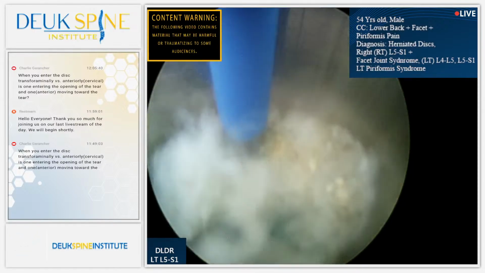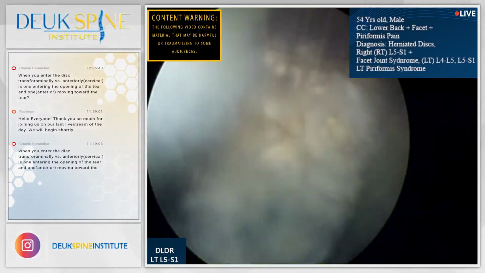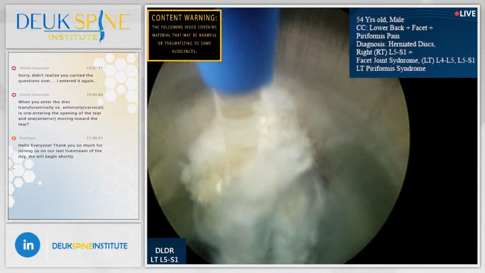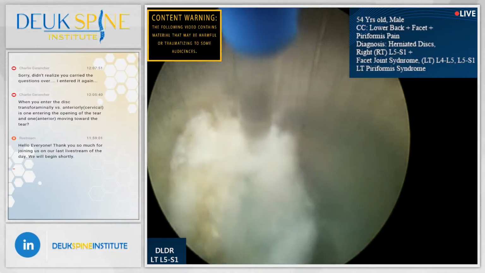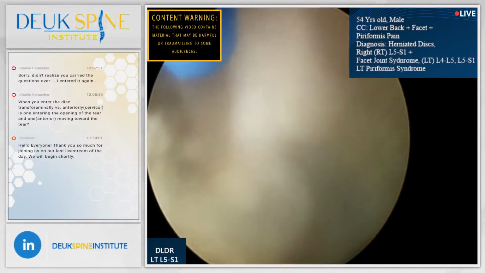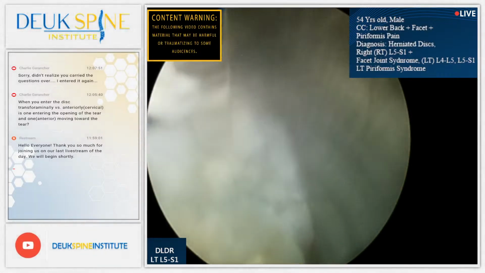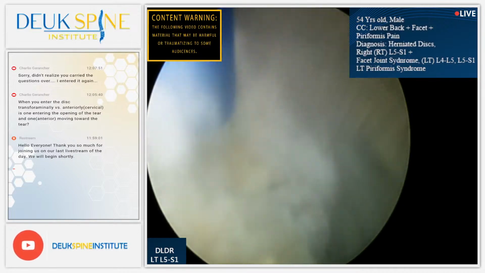So we are in the L5-S1 disc. You can see on the MRI at the bottom corner, there's a massive herniation here. And we're going to do our best to get as much of it out as we can. I think on average, we typically get about 50-60% of the herniation out.